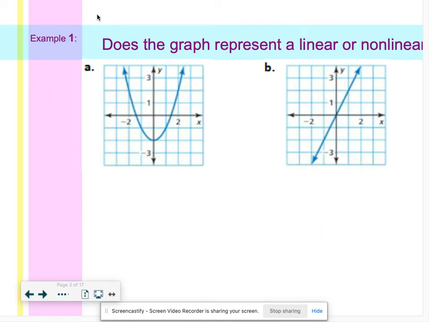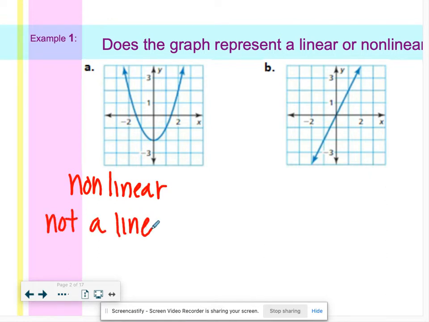Does the graph represent a linear function or a non-linear function? Non-linear, because it's a curved one. Is A a line? No. Not a line. The next one, Example 1, is a linear function. Yes, it is. It's a line.